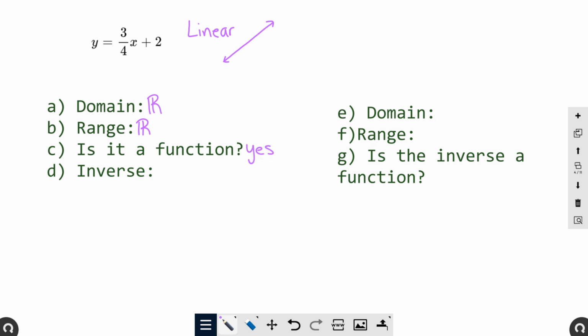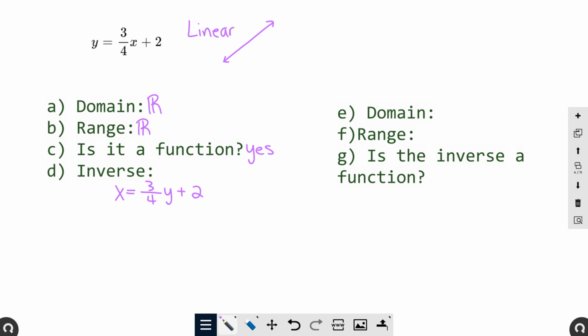Now let's find the inverse of this. So we said if we had a table, we switch the x and y values in the table. Here we don't have a table, we have an equation, but we still do the same thing. We switch x and y. So it's x equals 3/4 y plus 2. Now once we switch that x and y, what should we also do? Have you seen an equation that starts with x equals? Our equations typically start with y equals. So let's solve this equation for y.